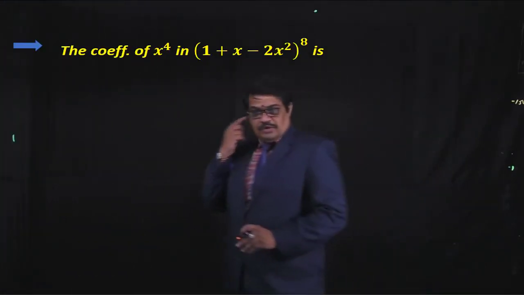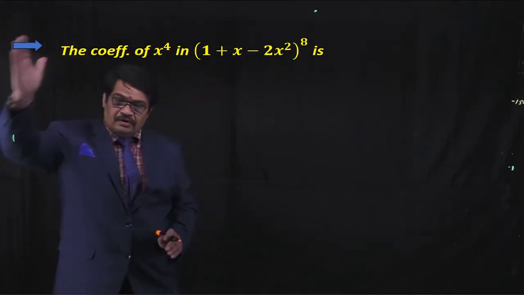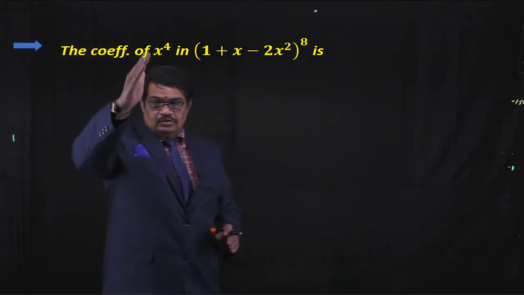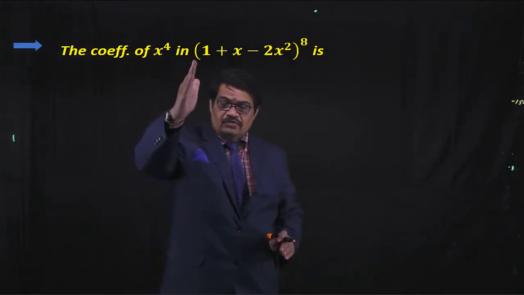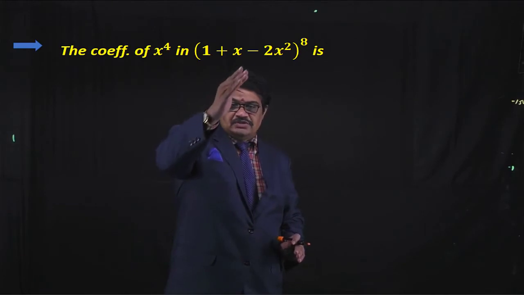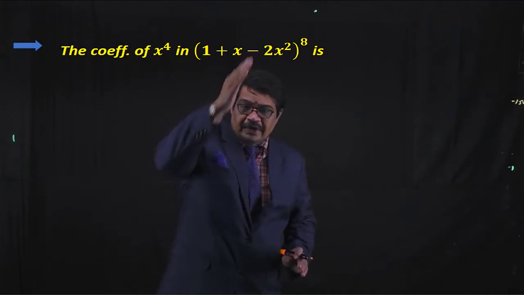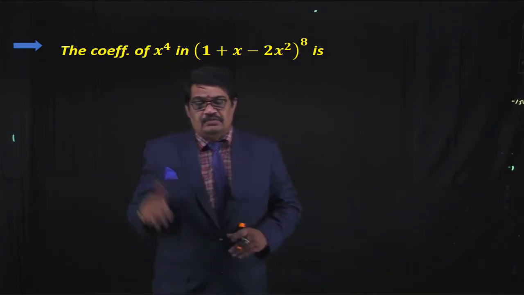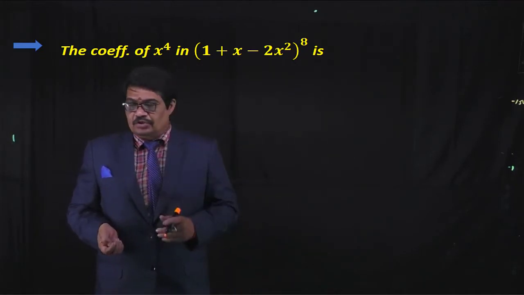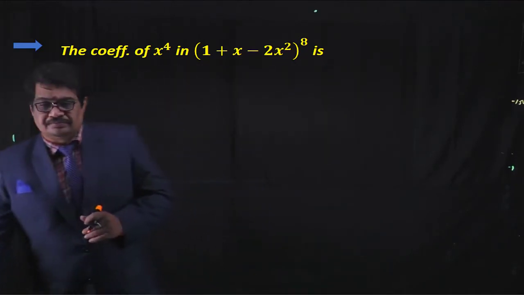See the problem. The coefficient of x to the power of 4 in the expansion of (1 + x - 2x²)⁸. In that expansion, we have to find the coefficient of x to the power of 4.